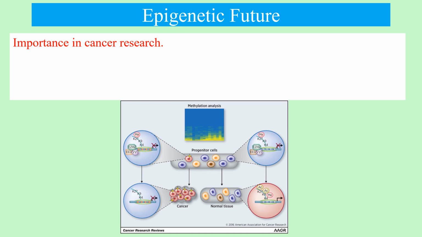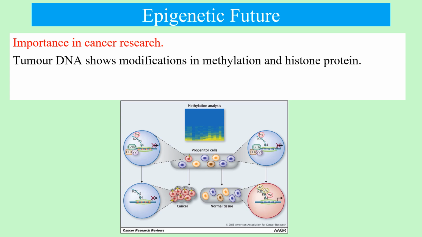So epigenetics, obviously, and we'll do this in the next video, is linked to potentially cancer and tumours, and it has lots of importance in cancer research. Tumour DNA shows modifications in methylation and the histone protein. When we look at this in a bit more detail, DNA can be mutated, and the methylation can cause DNA to switch on certain genes or switch off certain genes, and that can therefore affect the risk of cancer.